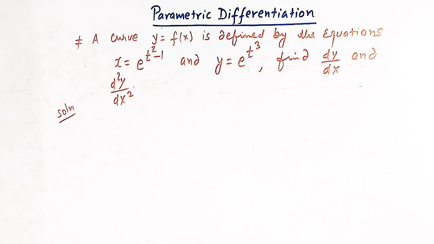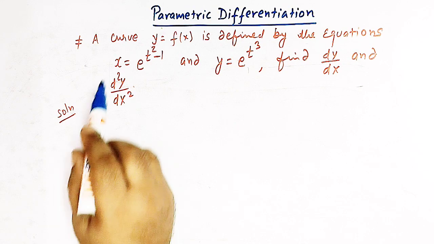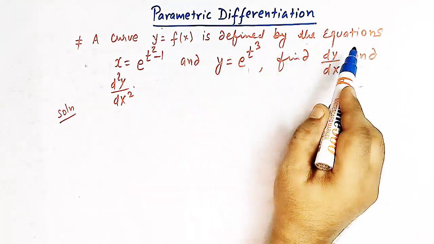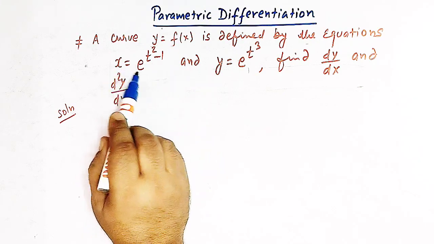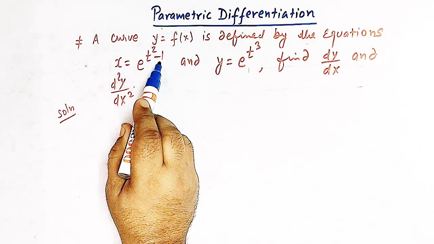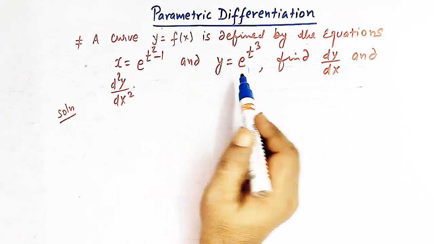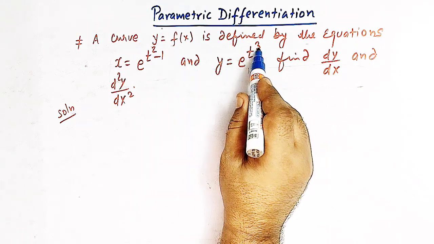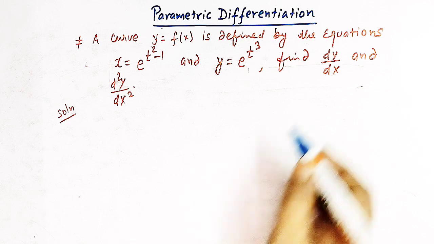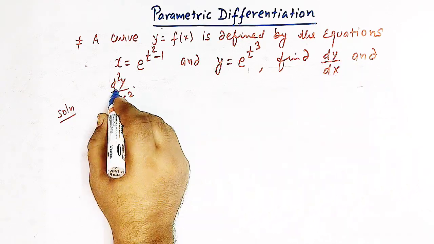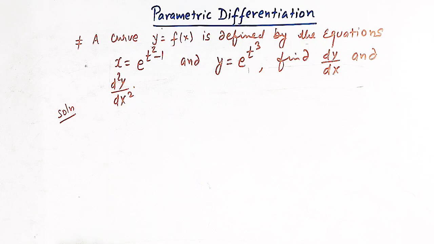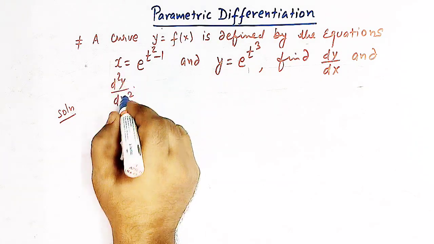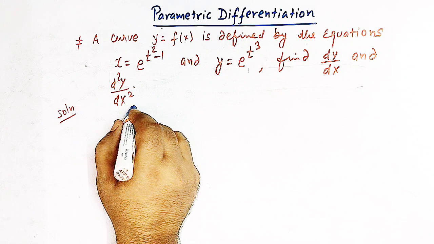So now consider this problem in which a curve y is equal to f of x is defined by these two equations. x is equal to e raised to (t square minus 1) and y is equal to e raised to t cube, and we have to find dy over dx and d2y over dx2, and that is the second derivative. So here first we'll find dx over dt.